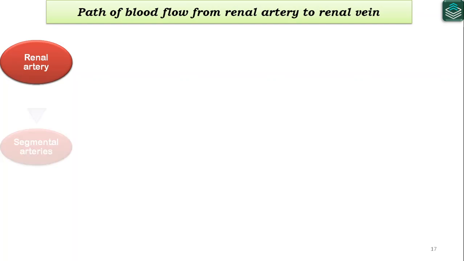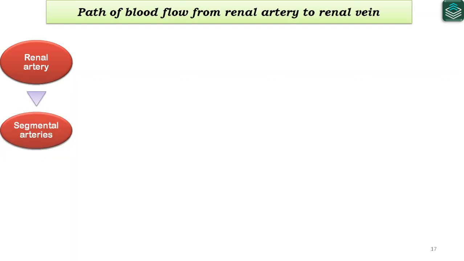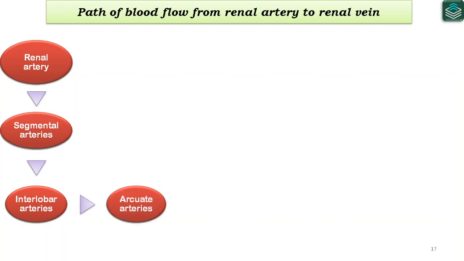The path followed by the blood from renal artery to renal vein is: the renal artery supplies blood to the kidney. It divides into several segmental arteries which supply different segments of the kidney. Each segmental artery gives off several branches that enter the parenchyma and pass through the renal columns between the renal pyramids as interlobar arteries.